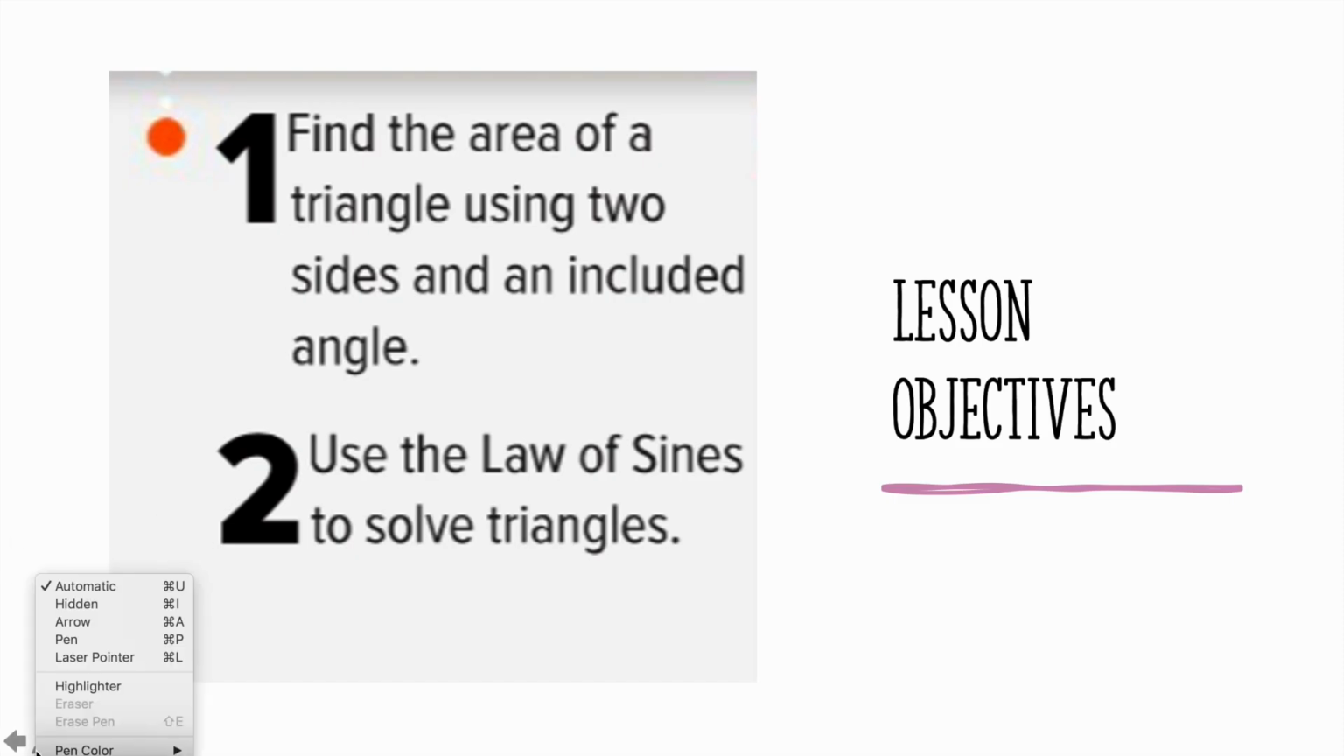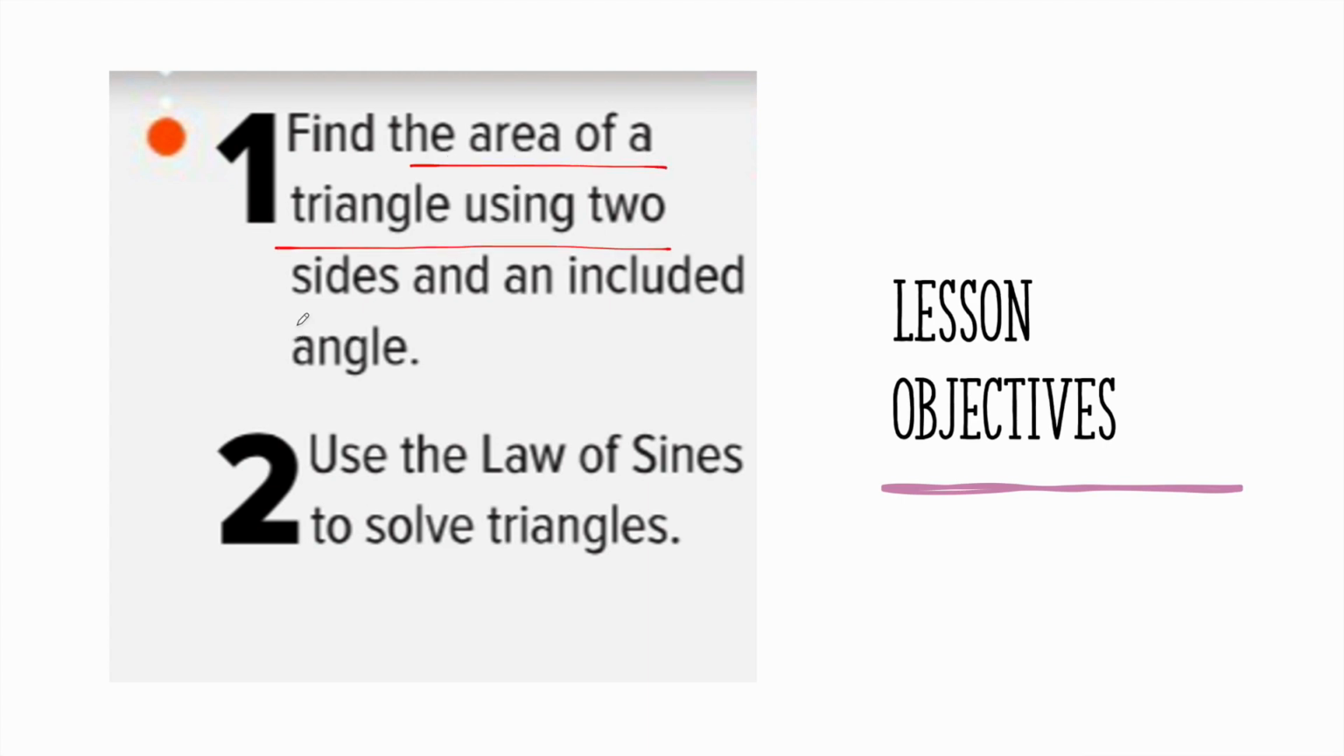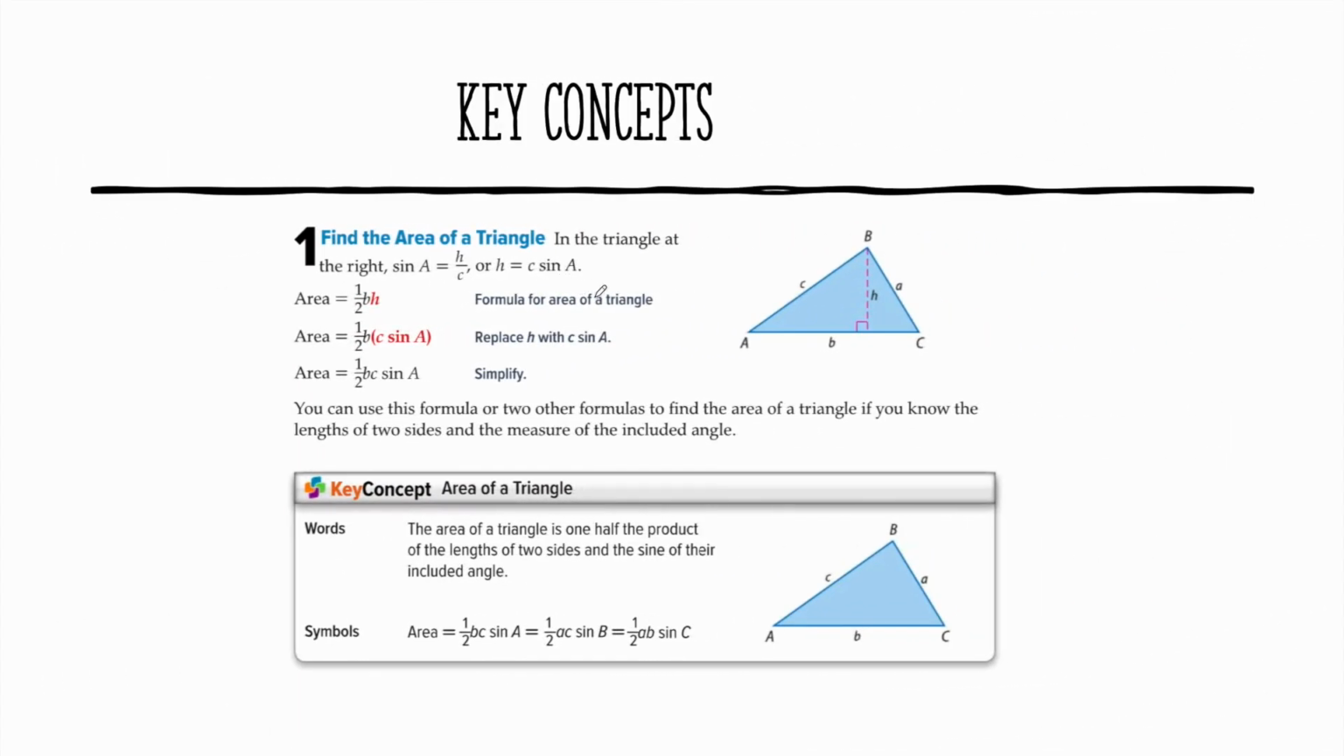In today's lesson, we are going to focus on finding the area of a triangle using sides and included angle. So we're going to use the law of sines, and we're also going to use the law of sines to solve triangles. The word for today is law of sines. Okay, let's start with the area, like we said in the outcomes.